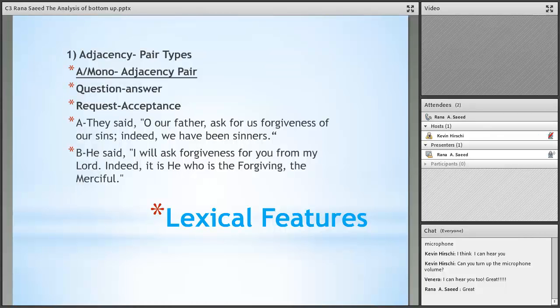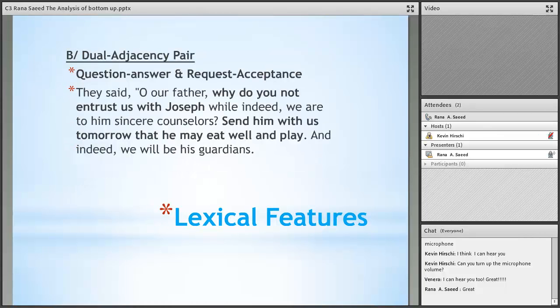So, for example, in the example we have, "Oh, our Father, ask for us forgiveness of our sins." This is a request from Joseph's brothers to his father, and the father accepts, and this we call the preferred sequence. "I will ask for forgiveness."